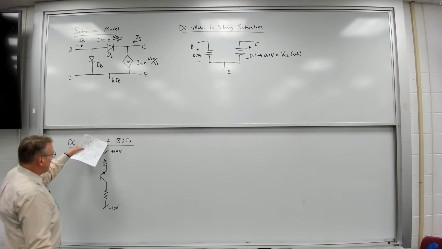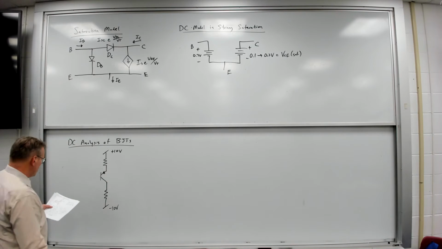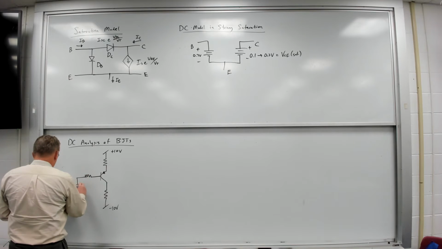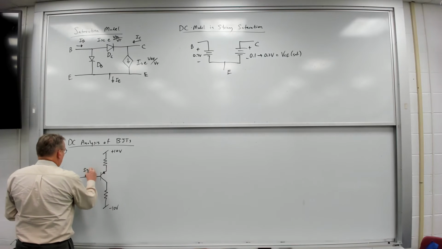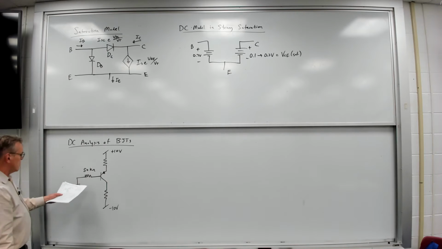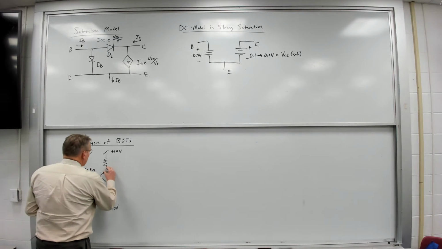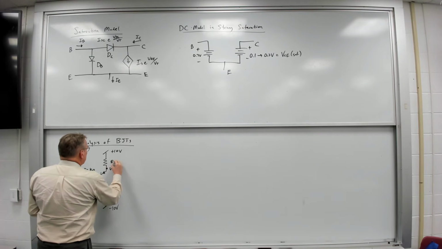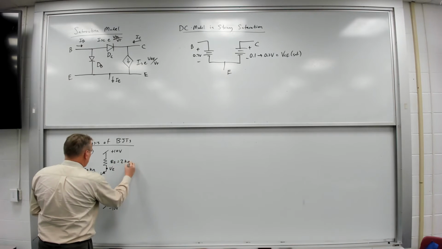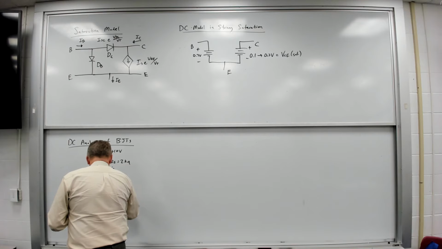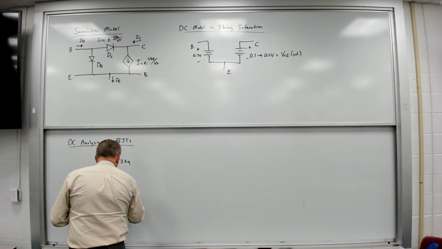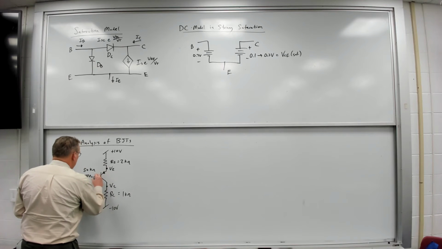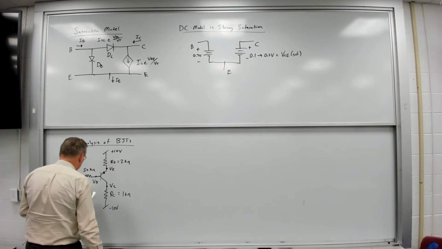So in this case, I've got power supplies of plus and minus 10 volts. I've got a 50 kilo ohm resistor in the base leg. This is the emitter, VE. RE will be equal to 2 kilo ohms. RC will be equal to 1 kilo ohm. And this is VC, and this is VB.